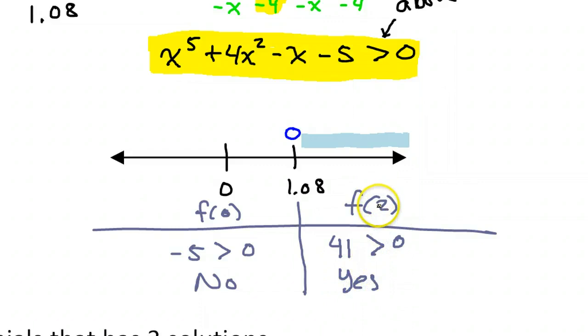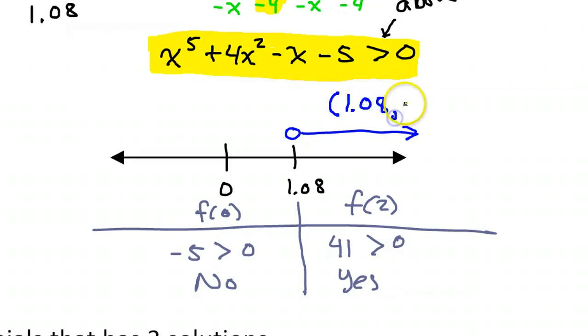That means 2 is a solution, which means all of these blue values are solutions. So I will show that by drawing an arrow representing all the solutions to the right of 1.08. Okay, so this would be a nice graph of my solution set, and in interval notation that would be round parentheses 1.08 to positive infinity. Alright, so that would be a complete answer to this question. And that's by using the test value method.